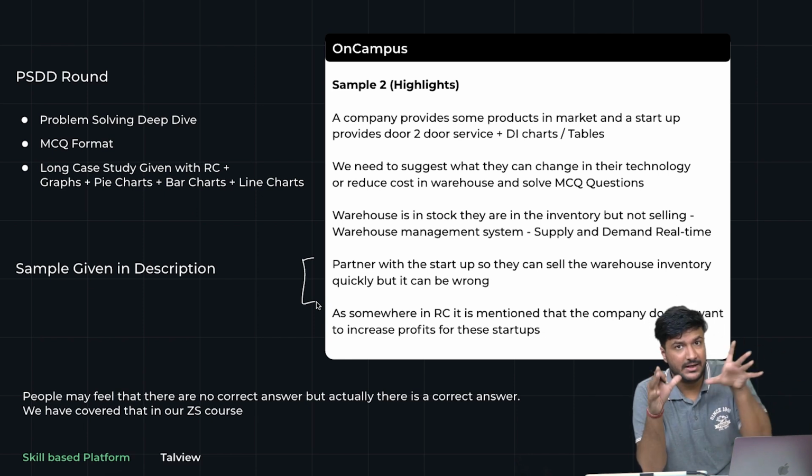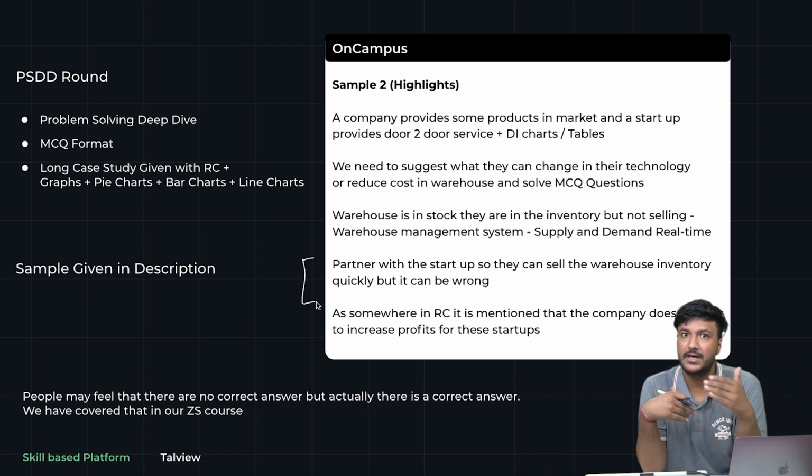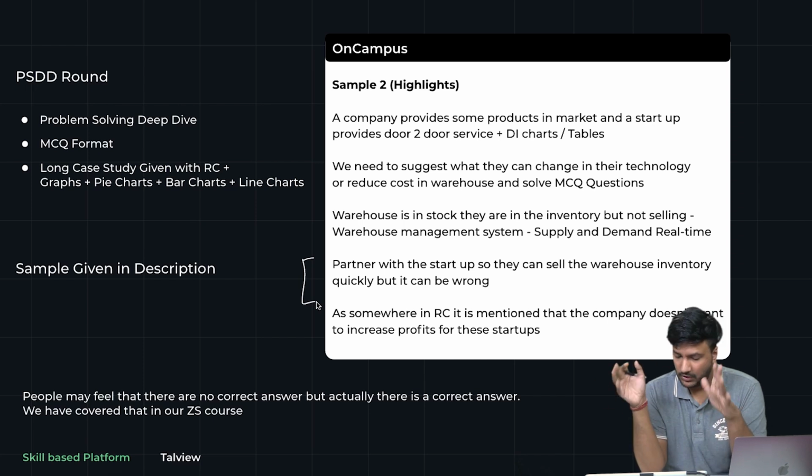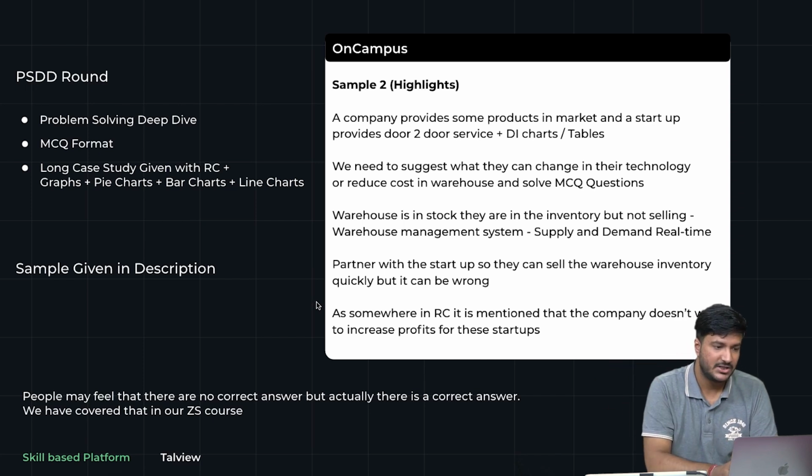But if you read the reading comprehension properly, you'll realize that this is wrong, because in the reading comprehension it's mentioned that Big Bazaar does not want to help or increase the profits or revenue of their rival companies at all, and it may come at a cost to their own profits. So you have to read all of them very, very properly. So that is your PSDD round.